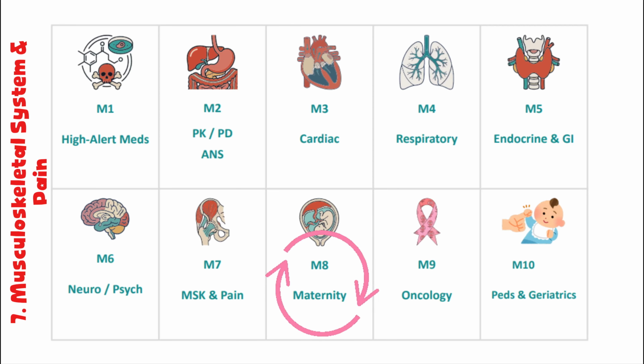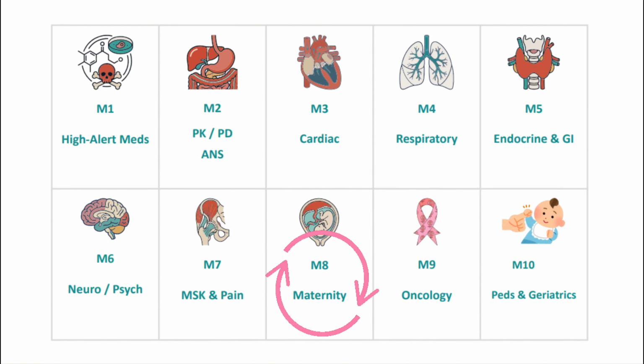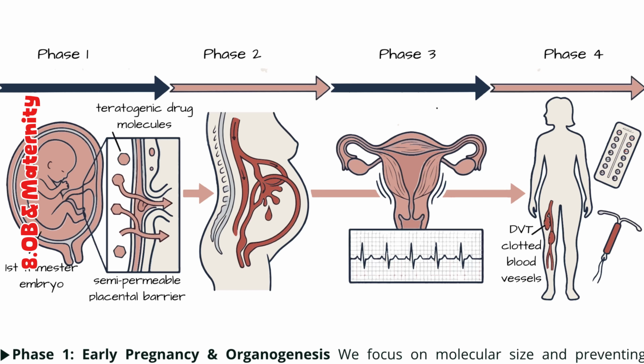Module 8. Maternity and OB Pharmacology. Every drug in this module has a dual client impact. You are never just treating the mother, you're managing the physiology of 2 patients sharing one bloodstream. We'll move through it in 4 phases: early pregnancy and teratogens, the preeclampsia axis, labor and delivery, and postpartum contraception.